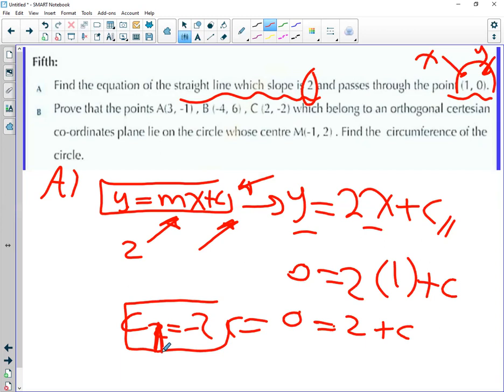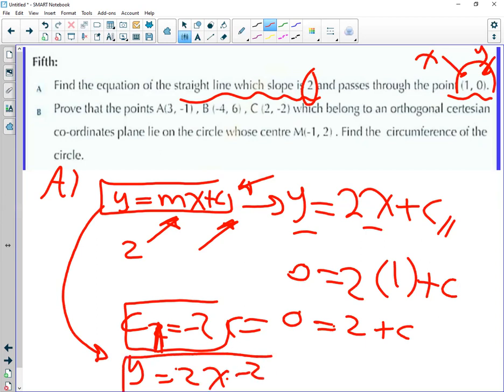Okay? Let's substitute c and m in the equation. So the equation is y equals 2x minus 2. Okay, this is the required equation, and this is point number A.